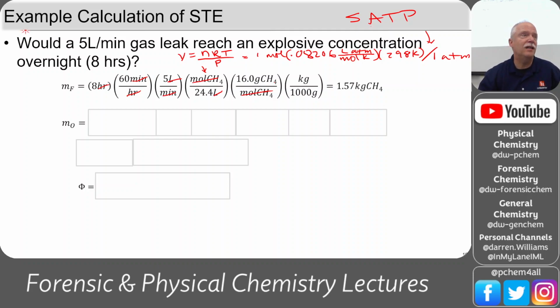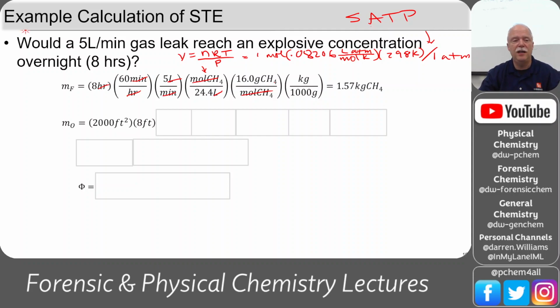Now we need to calculate the mass of oxygen. So we need to know something about the room. How much oxygen is in the room? What's the mass of the air? That kind of thing. And so that's where we just have to make stuff up, right?